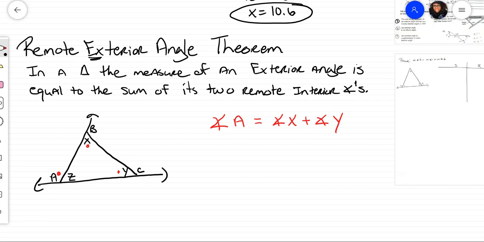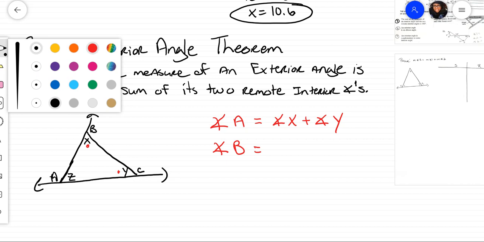Now, there's three separate statements because there's three separate exterior angles. So if I moved on to angle B, I'm just going to use different colors because this eraser is just going to keep messing up the picture here.